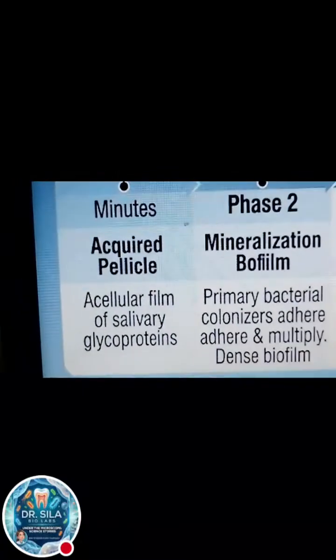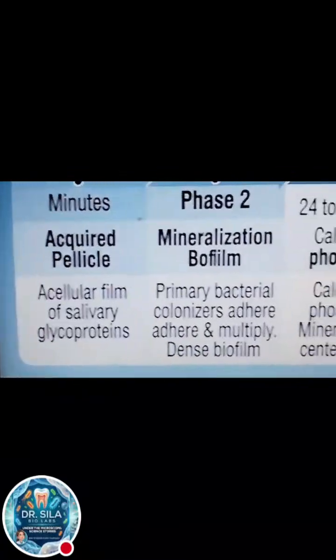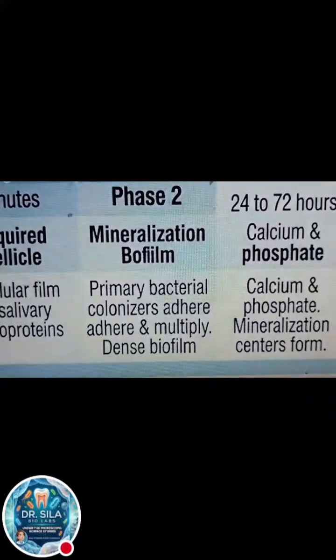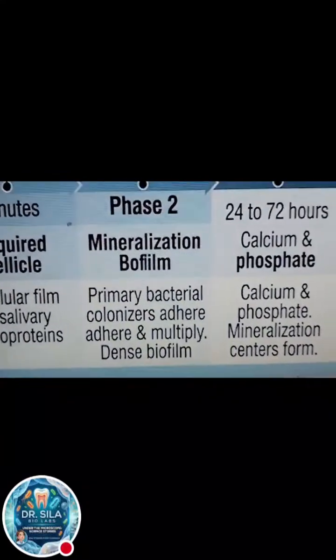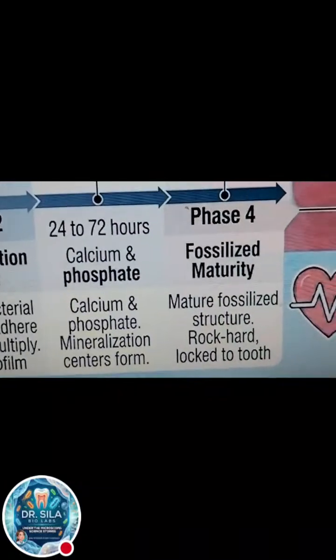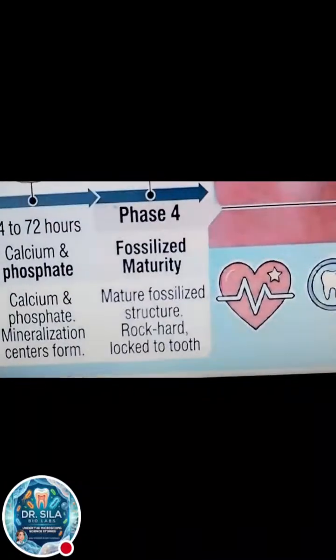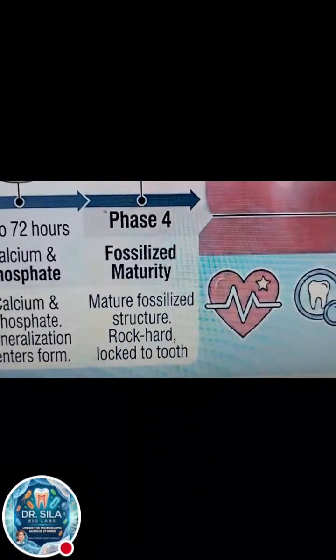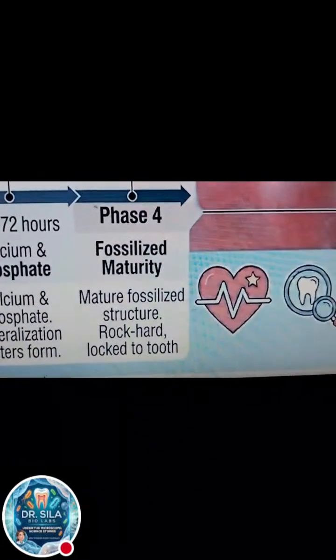Acquired pellicle, salivary glycoproteins, primary bacterial colonizers adhere. At Phase 2, Phase 3, calcium and phosphate mineralization centers form, and then a mature fossilized structure, rock hard, locked to the tooth.